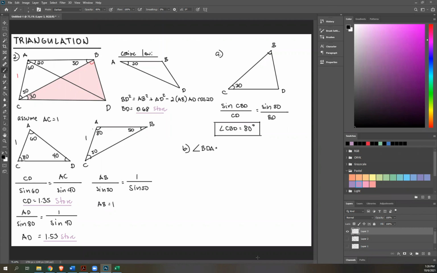So now let's solve angle BDA. BDA is this one, so BDA over here. Okay, now it's easier to solve. What's angle BDA? Correct.